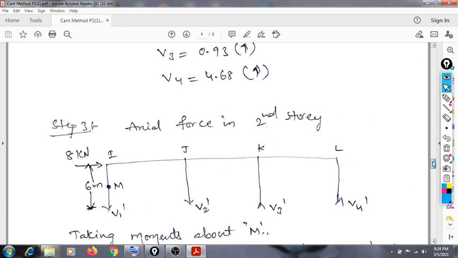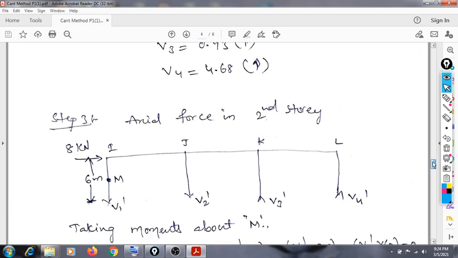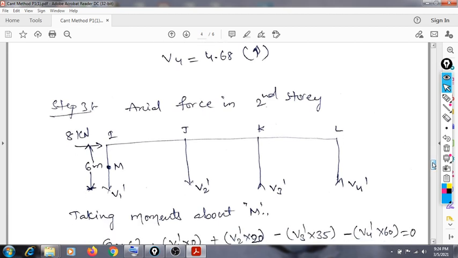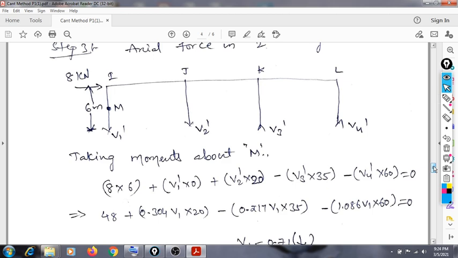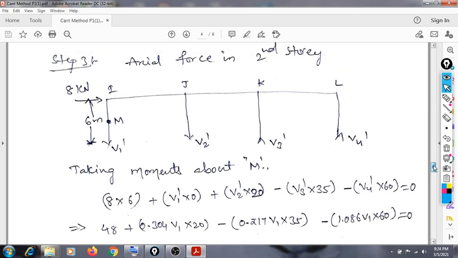So next, step 3 is axial force in second story. That means we are considering only the top story here. So when you consider the top story, we get axial force in second story, similar to the previous one. V1 must be downwards, V2 must be downwards, and V3 must be upwards, and V4 must be upwards. Here for everything we are keeping V1 dash, V2 dash, V3 dash and V4 dash.